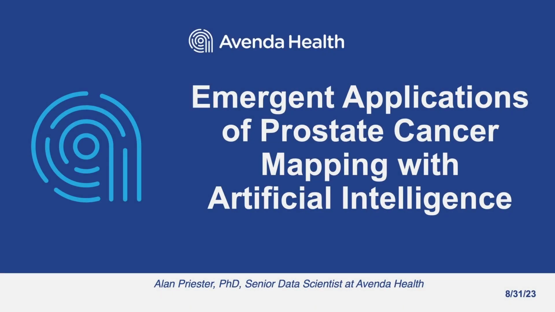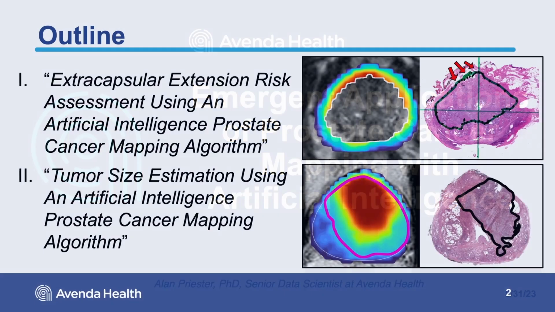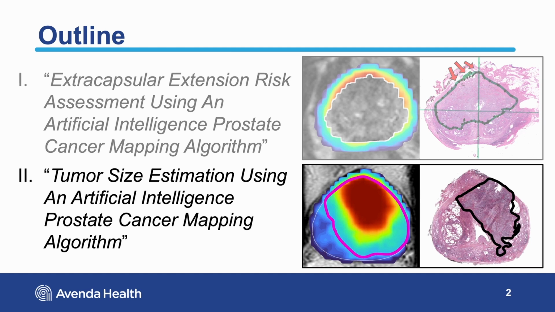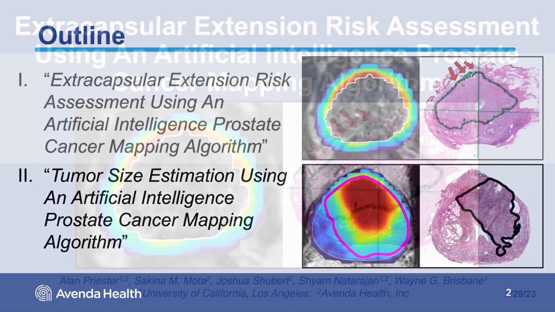Hello, my name is Alan Priester, representing Avenda Health, and I'll be giving a talk on some of the emergent applications for cancer mapping with artificial intelligence. My talk is split into two topics, on the use of AI cancer mapping to predict extracapsular extension and tumor volume. Let's get right to it.